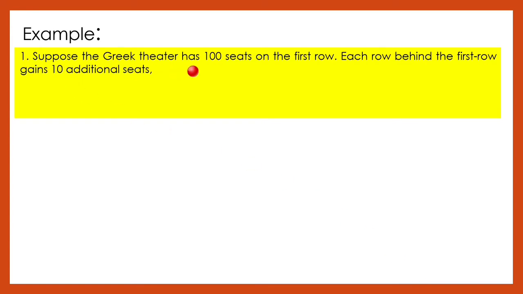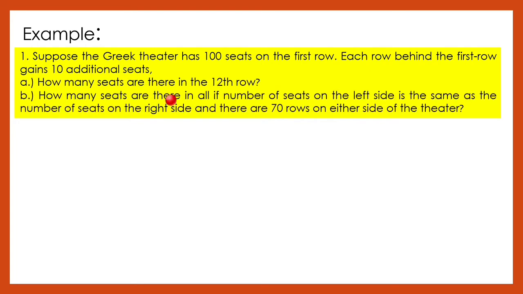Suppose the Greek theater has 100 seats on the first row. Each row behind the first row gains 10 additional seats. A. How many seats are there in the 12th row? B. How many seats are there in all if the number of seats on the left side is the same as the number of seats on the right side and there are 70 rows on either side of the theater?